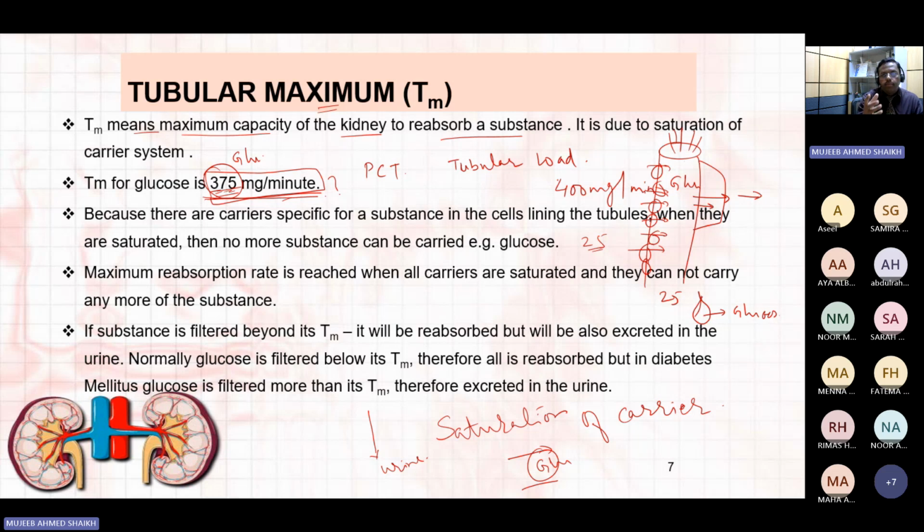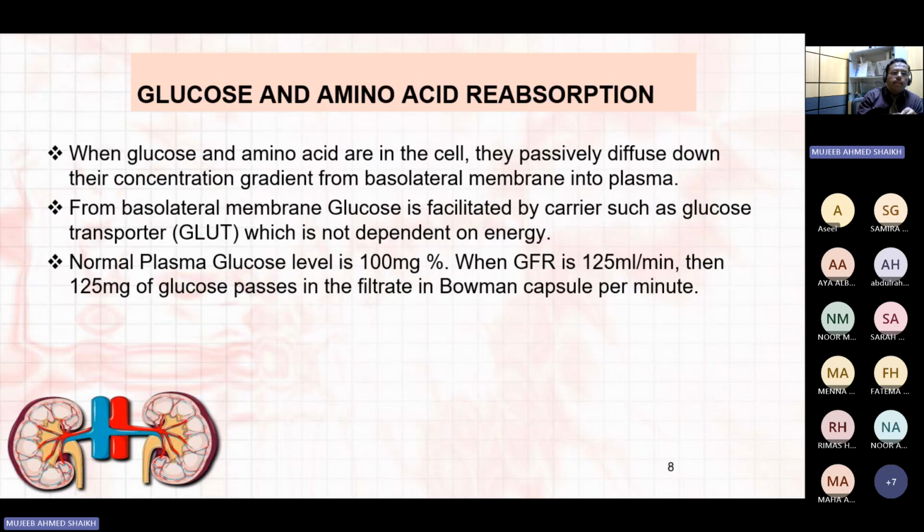It can be tubular maximum for phosphate. It can be tubular maximum for protein also. So if a specific carrier is there for handling any substance, then it will have a limited, specific capacity. Now, what I told you in the beginning, let's say, how to calculate the tubular load, how much is filtered, how much blood is filtered.